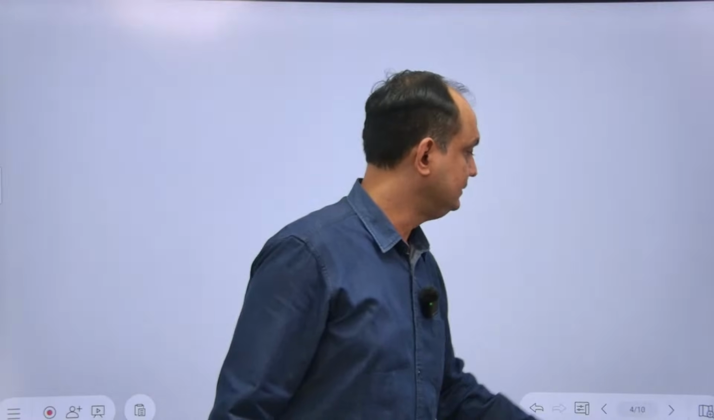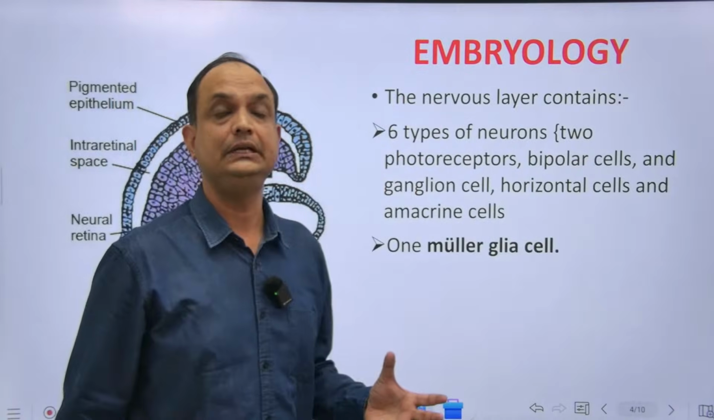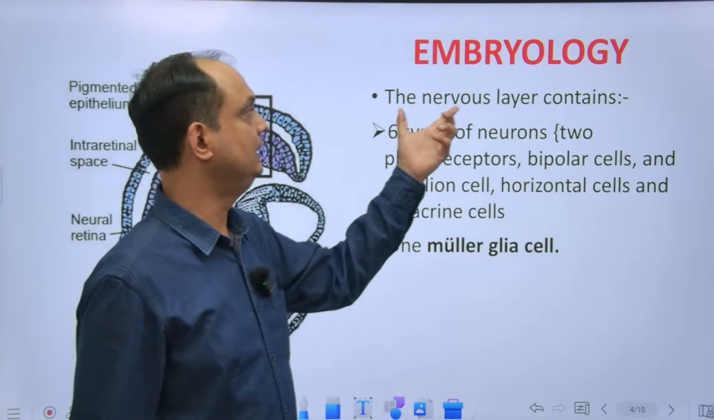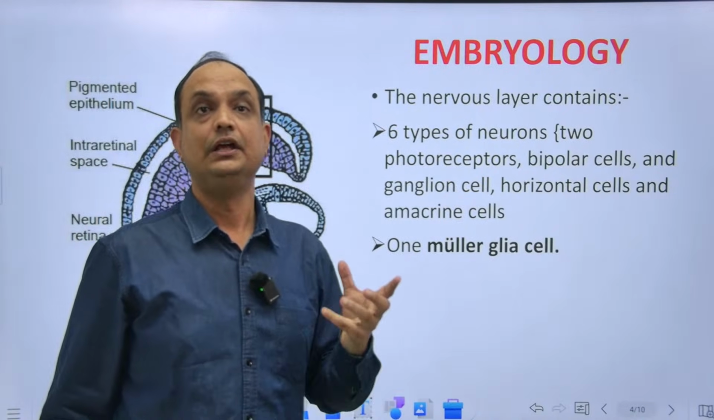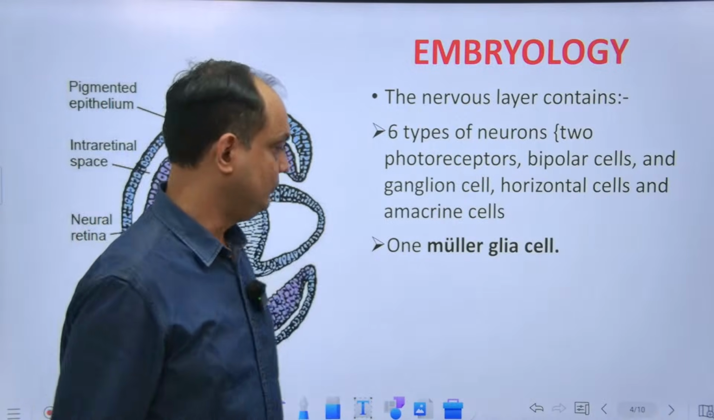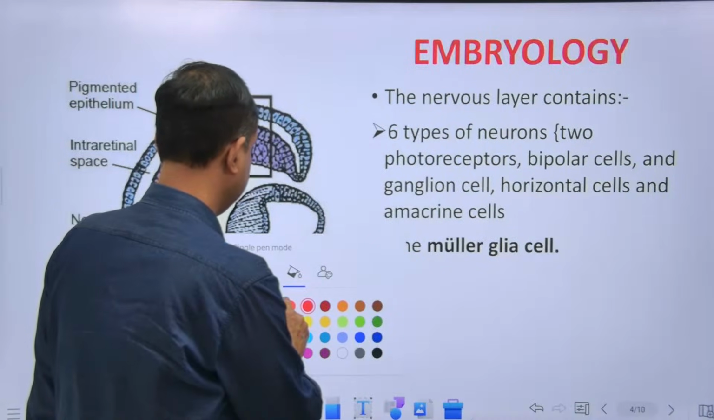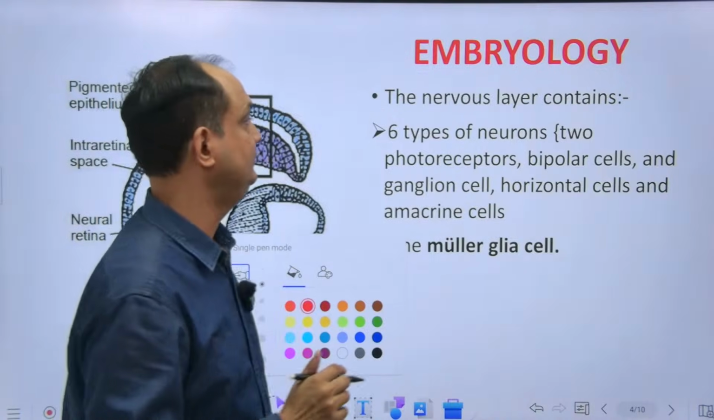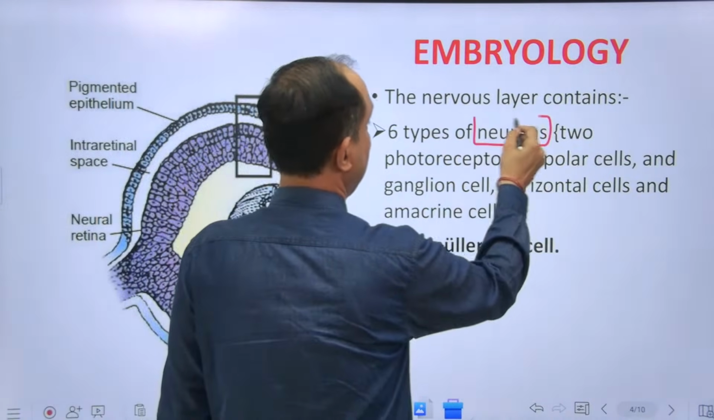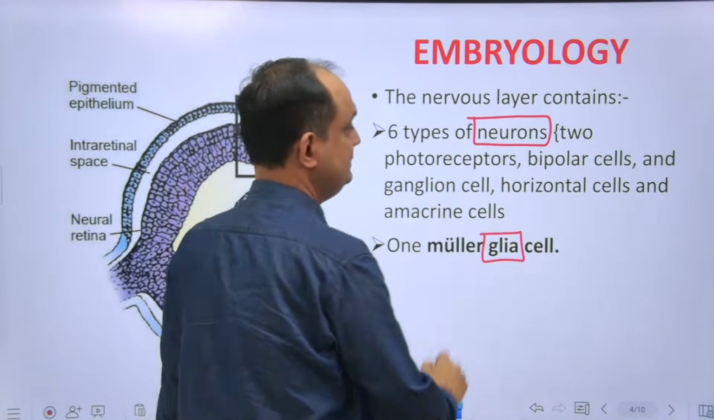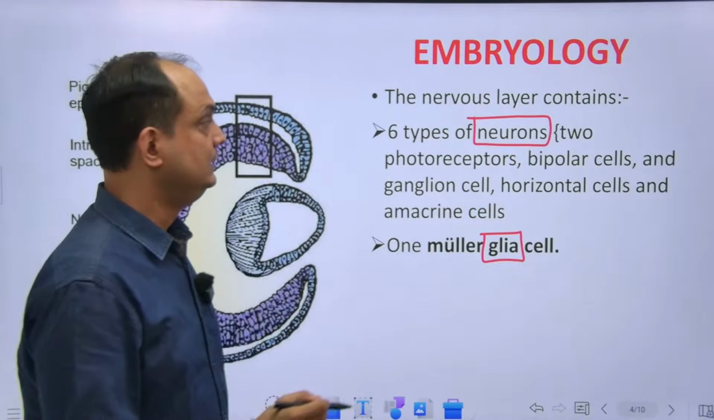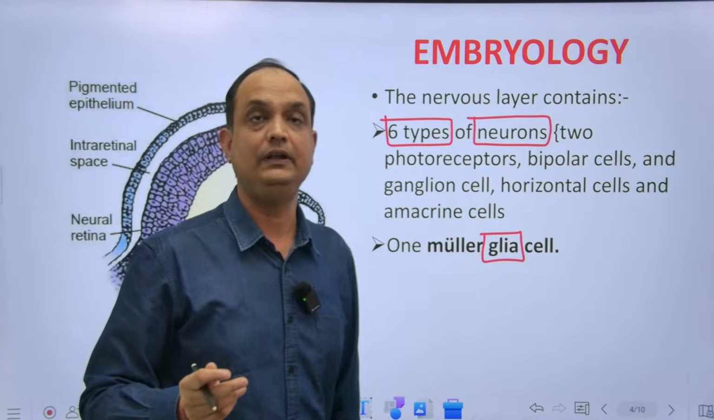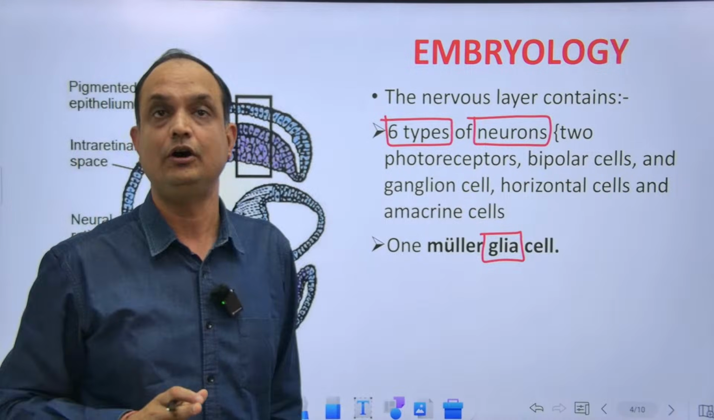Now, dear students, what is the important thing about the neuronal layer? Because this nervous layer or neuronal layer gives rise to the cells. Now, in the retina, you will have different types of cells, but they are broadly classified into neurons and glial cells. When you see the neurons in the retina, there are 6 types of neurons which are going to develop from the inner layer of the optic cup.